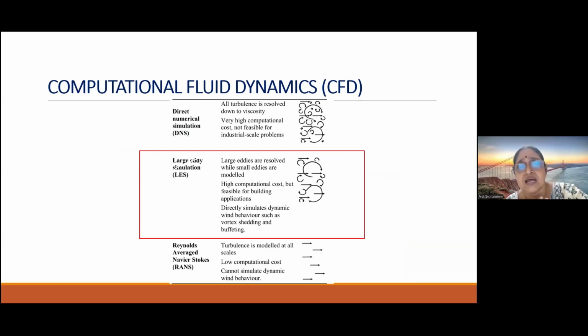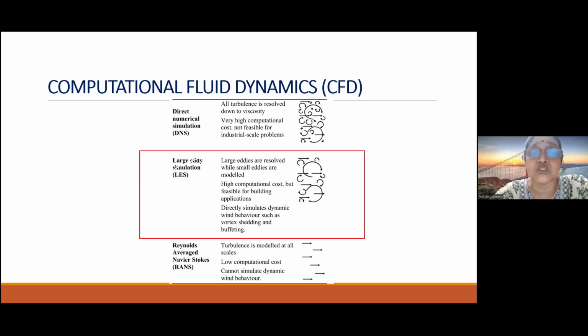Basically, it is the solution of the Navier-Stokes equation, and direct numerical simulation with all turbulence is possible, but that will have very high computational requirement and cost. So that is not favorable for any industrial scale problem. And the third one, Reynolds averaged Navier-Stokes, though it is low cost, is not able to faithfully simulate the dynamic wind behavior.